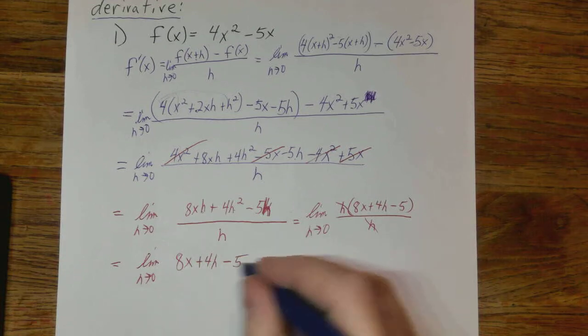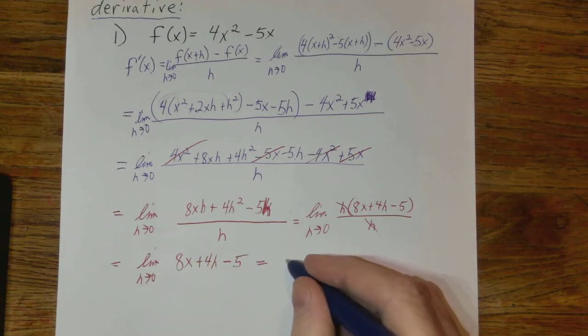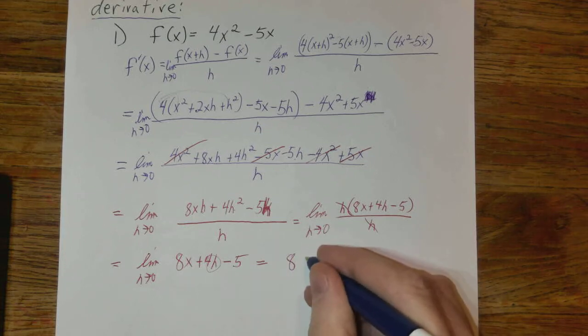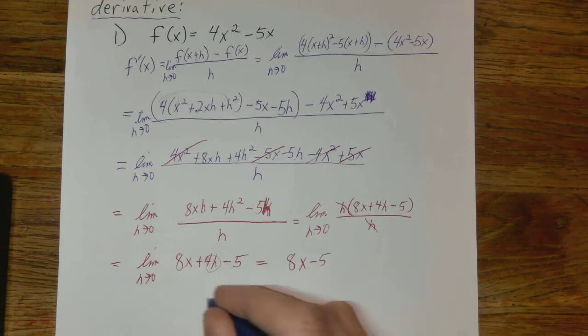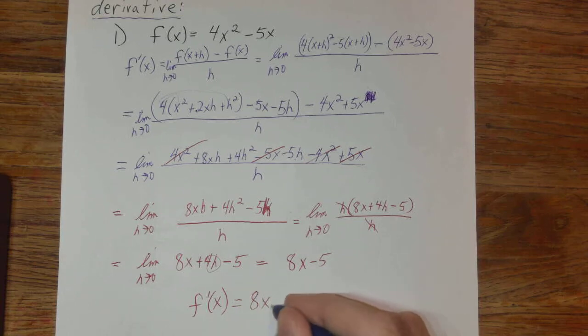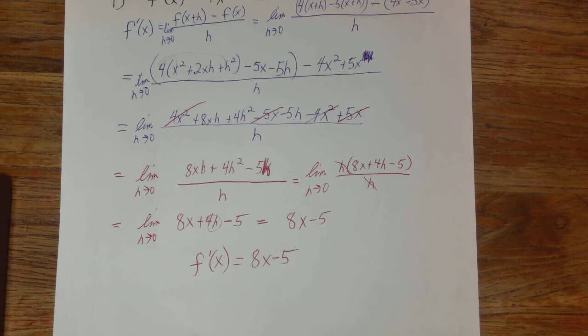And now I'm going to substitute the 0 in for the h, and that becomes 0 there. So 8x minus 5. The derivative of f of x is 8x minus 5. And that's all we're after today.